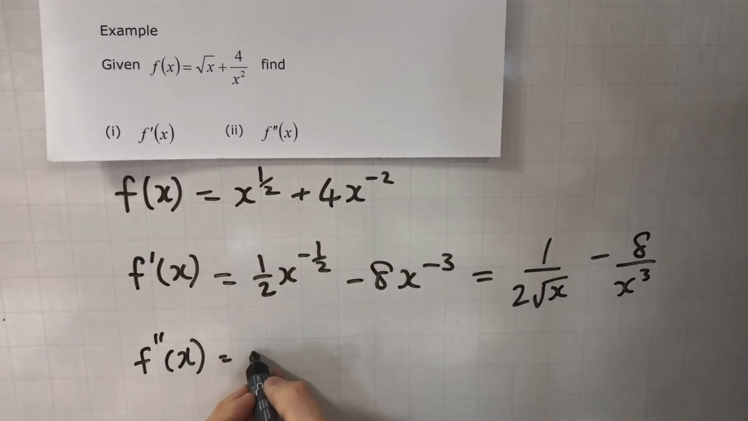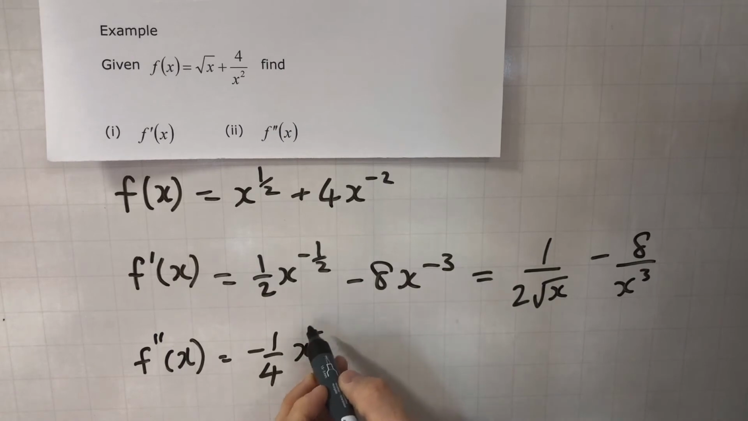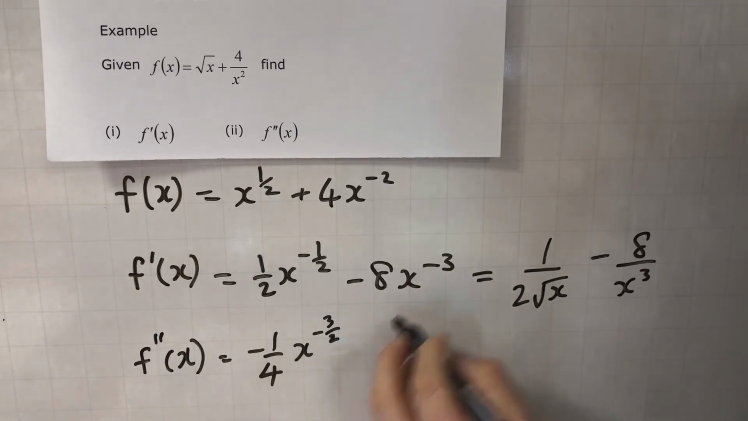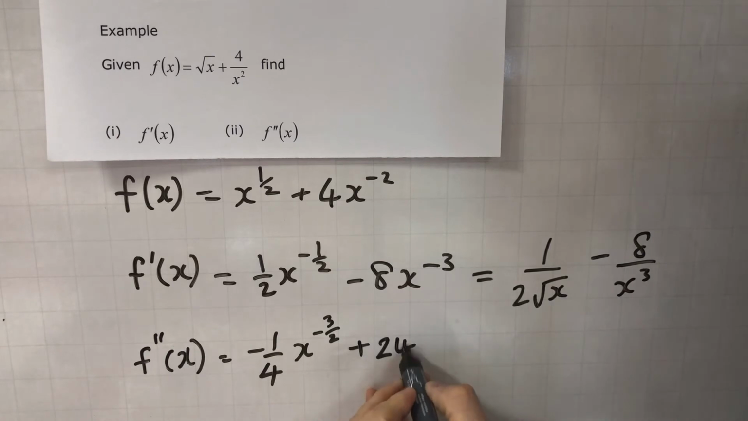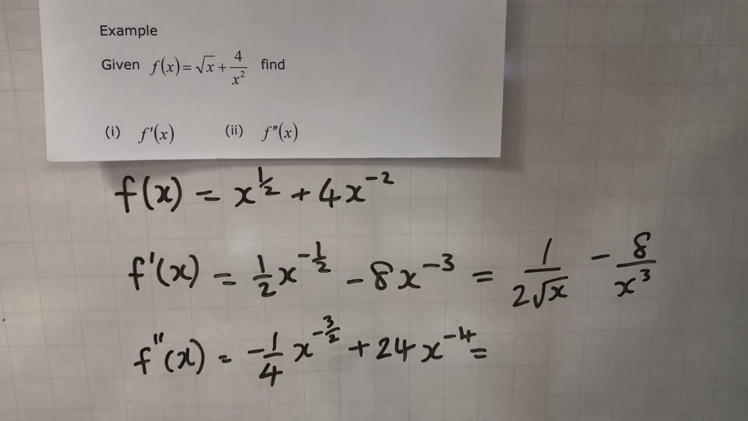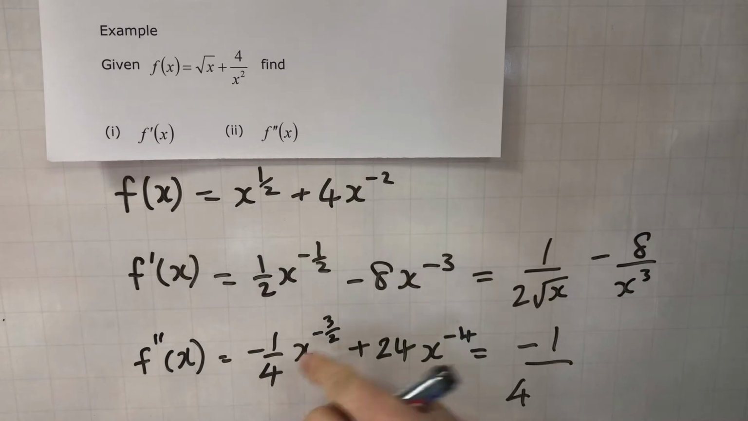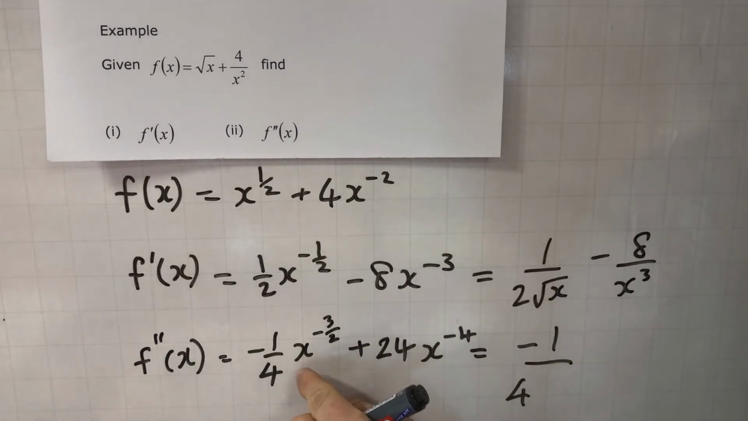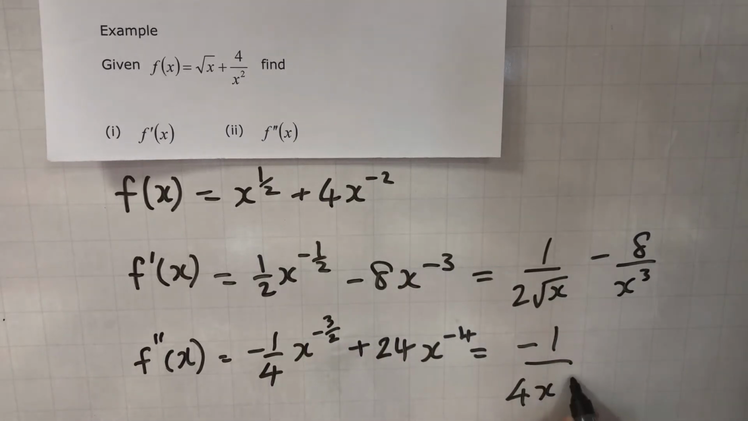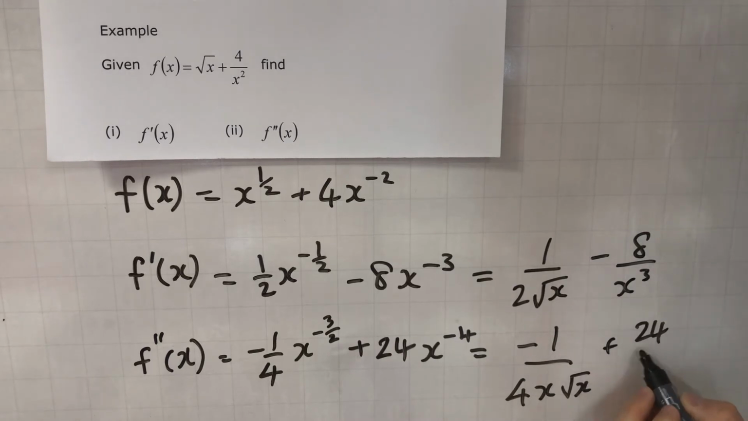Bring down the power, so minus a half times a half, minus a quarter. Take 1 off the power, we get minus 1.5. Bring down the power, so 24. Take 1 off the power, minus 4. Now that one can be rewritten. We know it's minus 1 over 4, and we have the x on the bottom. Now we have x to the 1.5, x to the 1 and a half, x to the 1, x to the half. And this one is quite simply 24 over x to the 4.